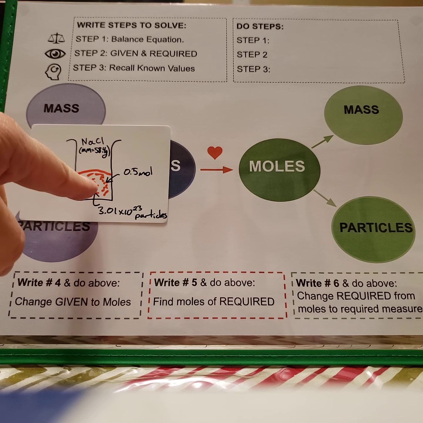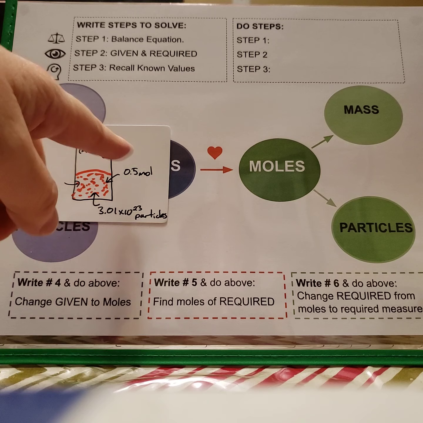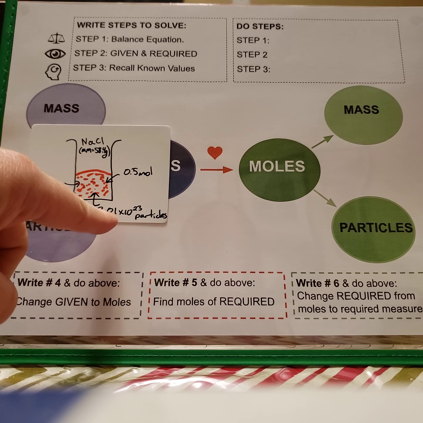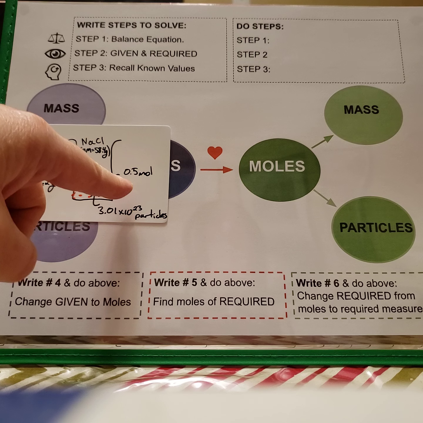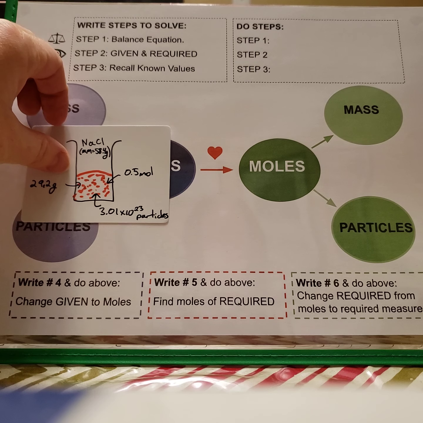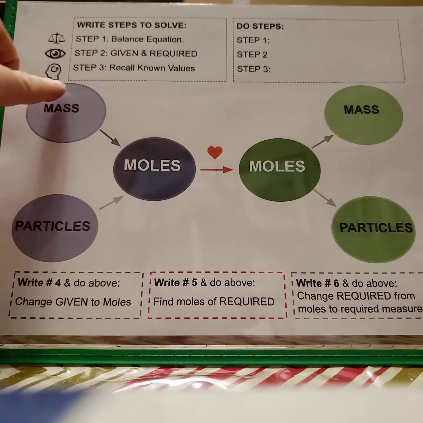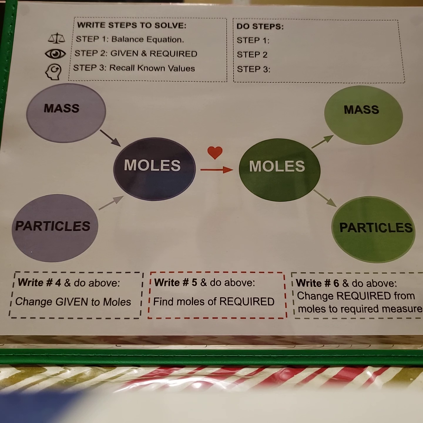And this physical amount of mass, if we're looking at it, is also the same as half the molar mass of sodium chloride, 29.2 grams. So this amount of matter on our scale is the same. 29.2 grams is 3.01 times 10 to the 23 particles, and it also is 0.5 moles of sodium chloride. So we can just use this side of our map to convert between all of those. So this is for our given, and we can do the same thing for our required.